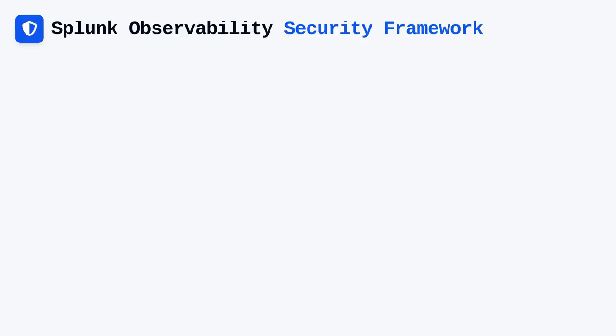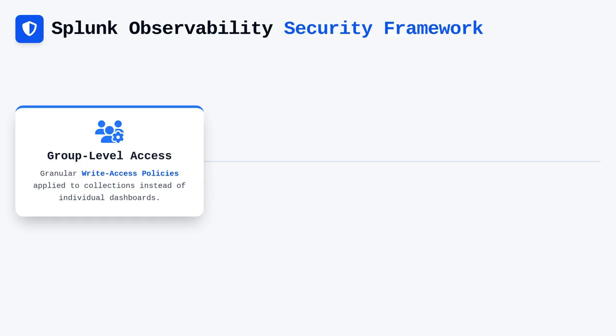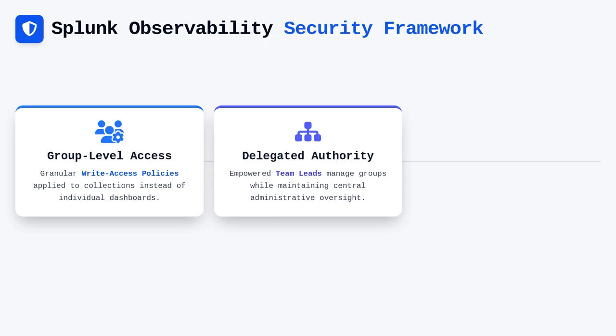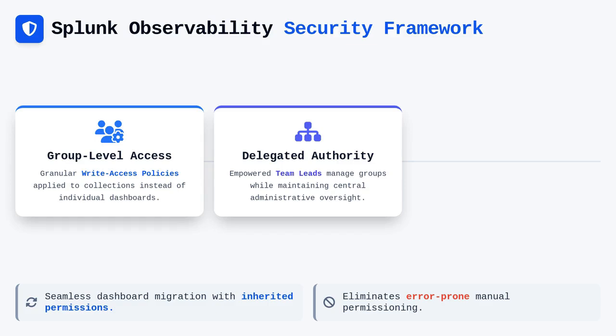Security within Splunk Observability Cloud relies heavily on granular write access policies applied at the group level. Rather than managing individual dashboard permissions, which is an error-prone and tedious task, we configure policies that govern entire collections. This approach allows us to delegate management authority to specific team leads while maintaining central administrative oversight. If we need to move a dashboard from one group to another, the system handles the transition through a simple interface. Yet the underlying permission inheritance remains intact.